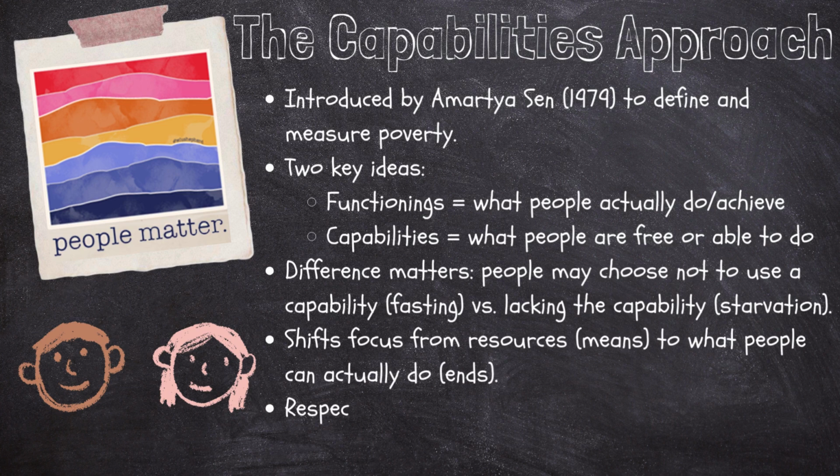For example, a capability would be having the physical ability to eat and food available, while the functioning would be the act of eating. It is important to differentiate because someone may have the ability to eat but choose not to. Conversely, someone may lack the capability to eat because they do not have access to food. By capturing people's abilities, not just their income, contentment, or access to resources, we gain a clear understanding of where individuals are falling short and can better address the root of the issue, while still respecting the dignity of choice and personal agency that the capabilities approach prioritizes.